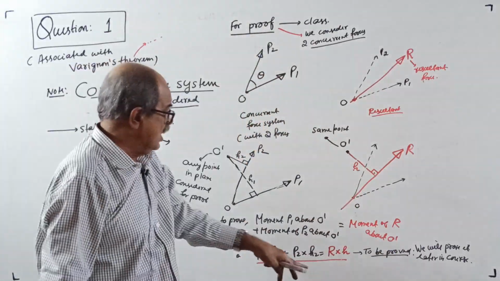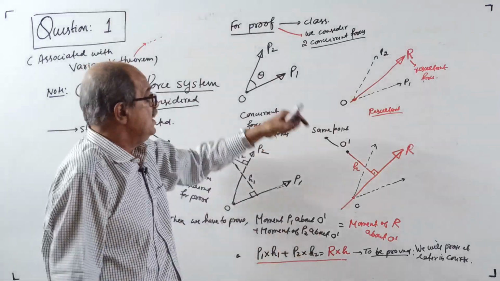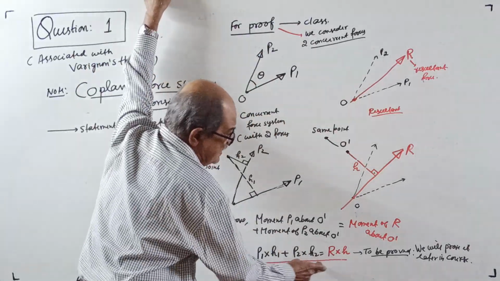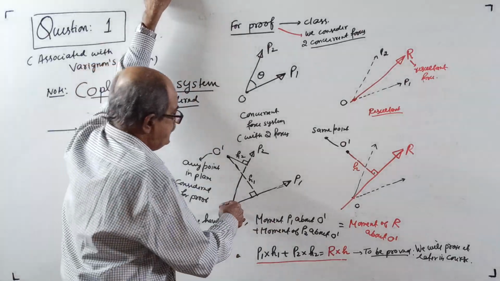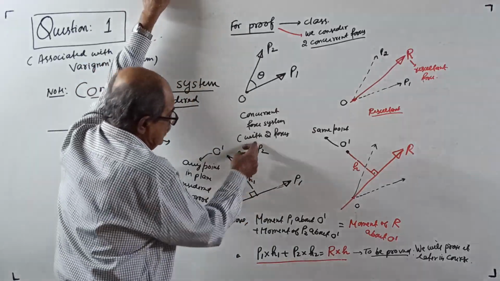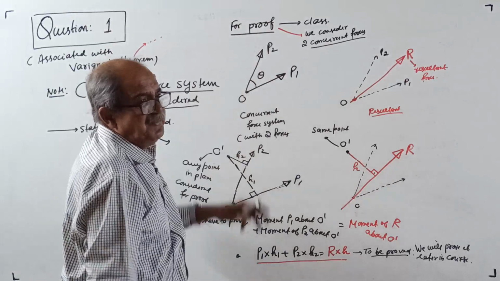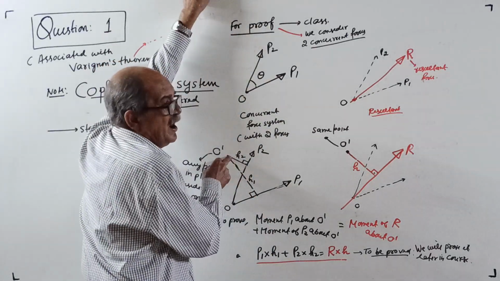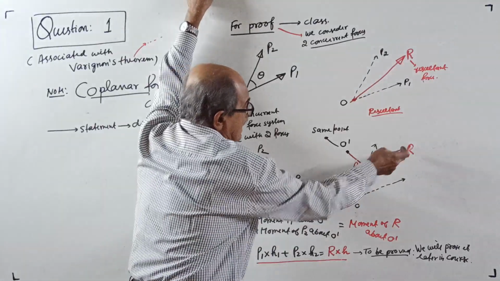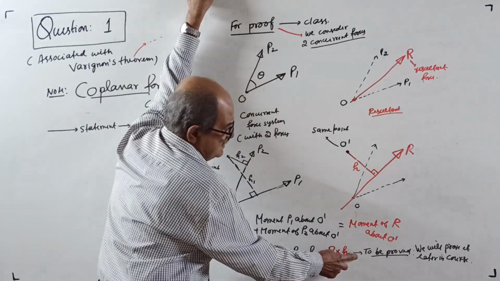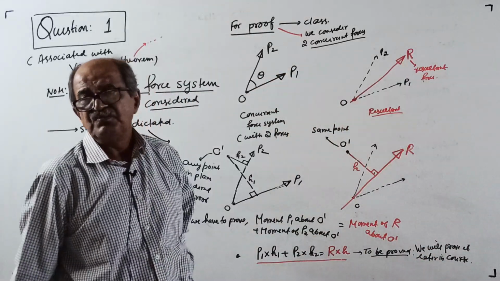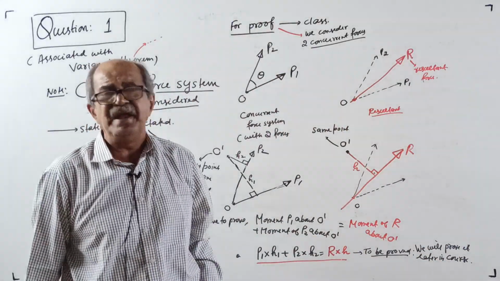This is not the proof actually. This is what you will get if you apply Varignon's theorem. This is the result you have to get. Now you have to prove that P1 into H1 plus P2 into H2, that is, the algebraic sum of moments of the given force system about some random point, equals the moment of the resultant R about the same point. This is to be proved. We will prove it later in the course. Now I am not proving it.